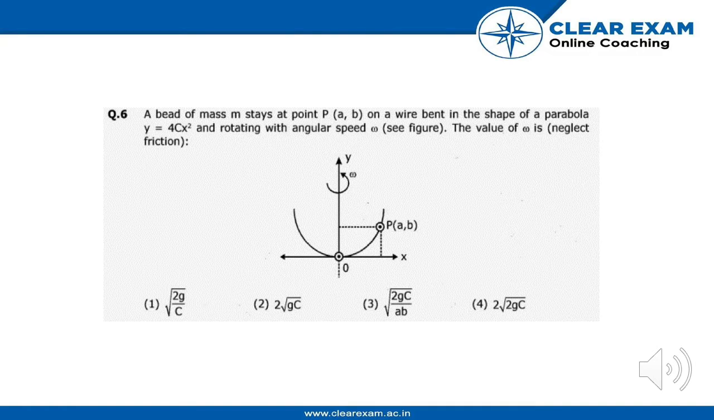So this is the figure, and we can see the angular speed omega and a parabola y = 4cx², and we have to choose the options. Now let's move to the solution.